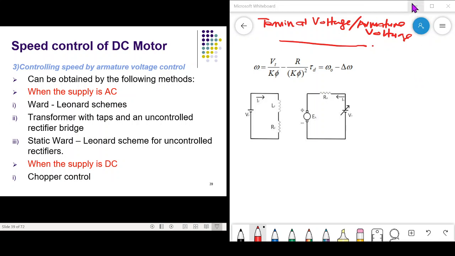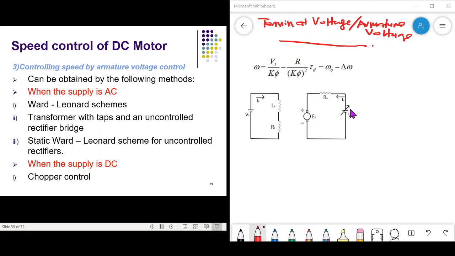The third method to control the speed of a DC motor is terminal voltage or armature voltage control. This is a common method of controlling the speed of a DC motor. This method is highly efficient and stable and is simple to implement.